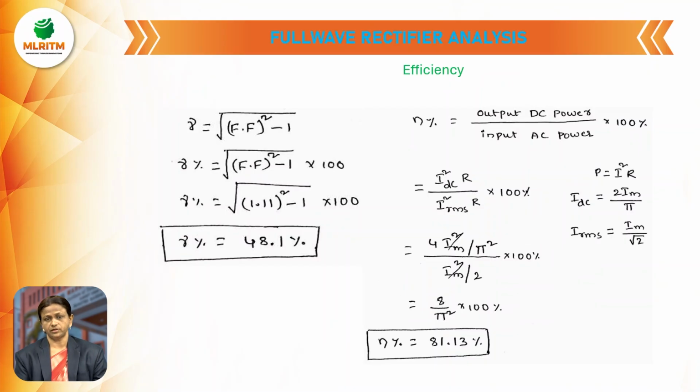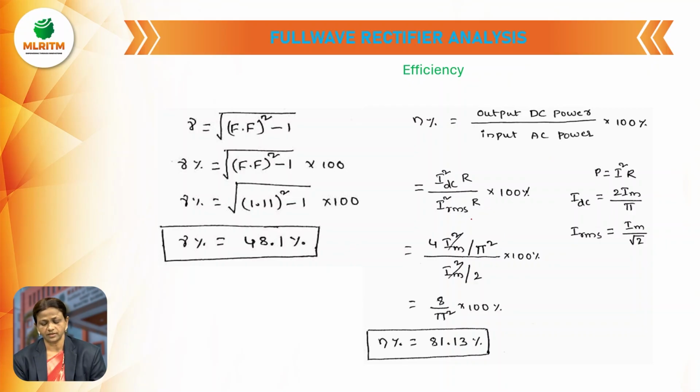Now calculate the efficiency value. What is the formula for efficiency? It is the ratio of output power to input power. So efficiency equals PDC by PAC. PDC equals VDC multiplied with I. Again, VDC equals IDC into R. Therefore PDC equals IDC square R. Here the input is an AC signal, so how can you calculate this PAC value? PAC equals IRMS square R.